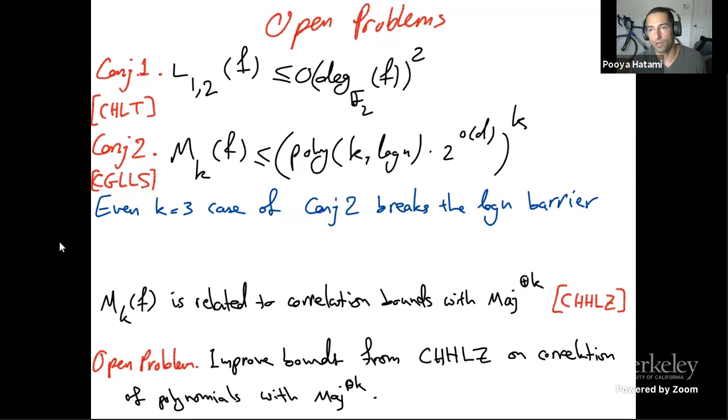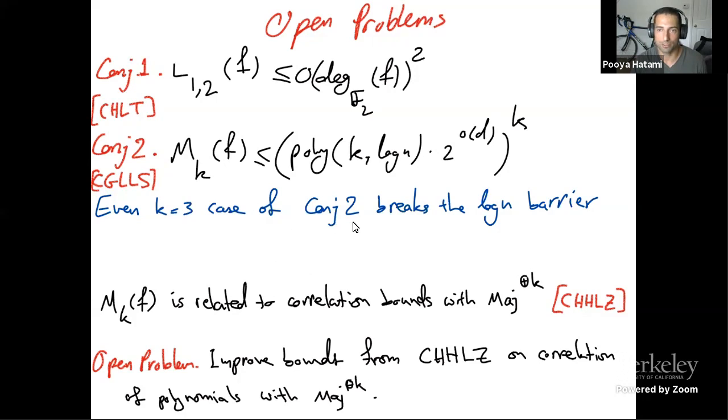That's a good point. So Shachar is pointing out that even bounds on M2 are open for polynomials. So we currently have some bounds, but they have really bad dependence on the degree. And another nice open problem is if you could come up with a PRG using M2.